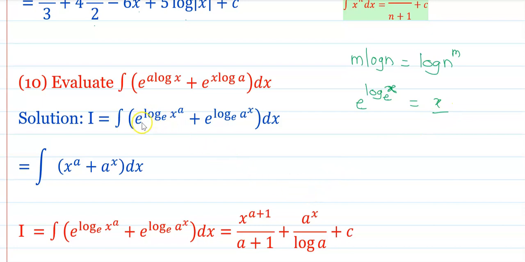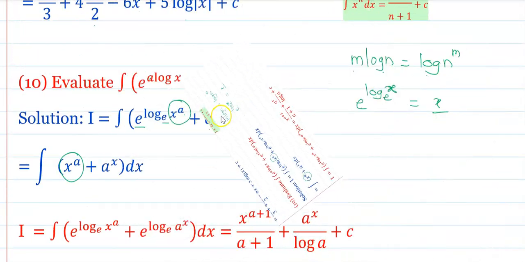Similarly here, the integral of e raised to a into log of x. Now here, a into log of x means what? Log of x raised to a to the base e. Okay, we are using here the formula m into log of n is equal to log of n raised to m. Means what here? Log of x raised to a. Okay, and here, log of a raised to x. Now again here is e and e, then you are getting x raised to a.